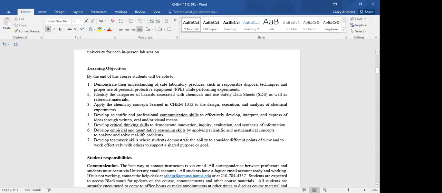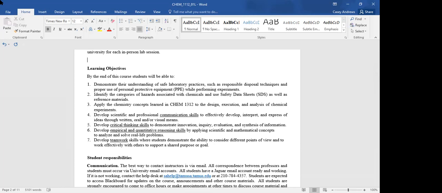So what is the point of this? Why are you taking this class? One, teach you how to be safe in a lab environment. Two, learn how to handle slightly dangerous chemicals. Three, the things you learn in lectures, you're actually going to see the practical application of some of those topics in lab. Four, be able to communicate in a scientific manner. Five, develop those critical thinking skills. Six, really strengthen your mathematical skills.